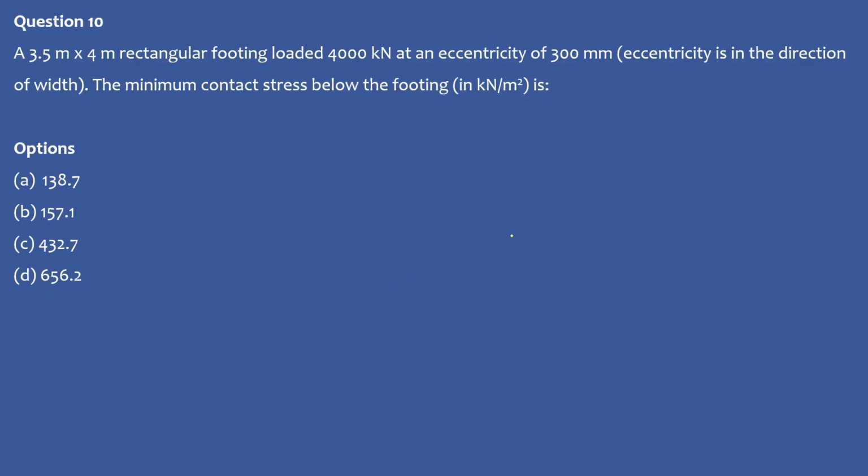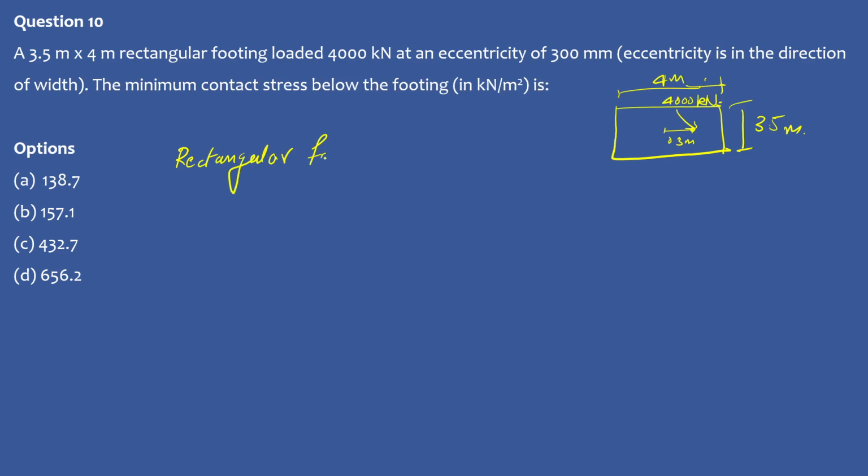Moving to question number 10. You are having a rectangular footing which is 4 meter in length, 3.5 meter in width. It is loaded at an eccentricity of, let's say, 0.3 meter, with a load of 4000 kilonewton. We need to find the minimum contact stress below the footing in kilonewton per meter square. So your rectangular footing has a dimension of 3.5 by 4 meter. Your eccentricity is none other than 300 mm. Your P is equal to 4000 kilonewton.